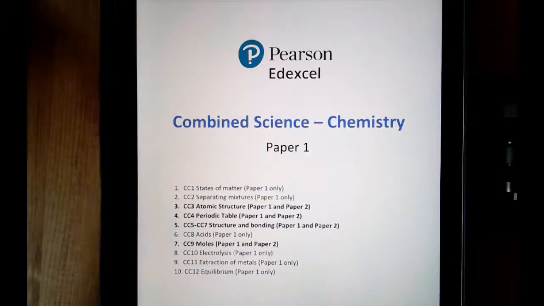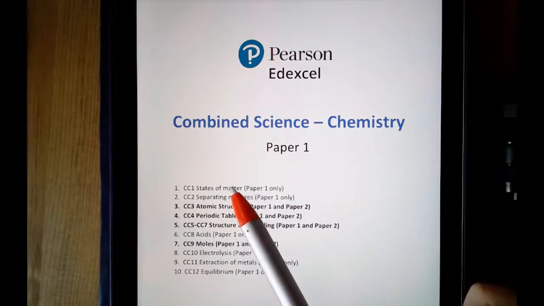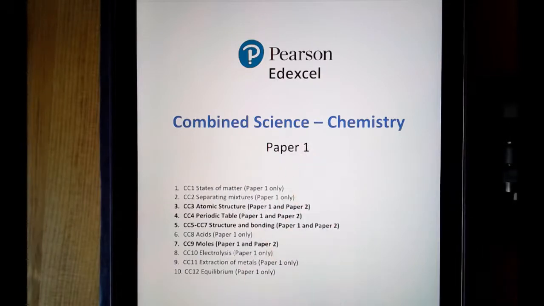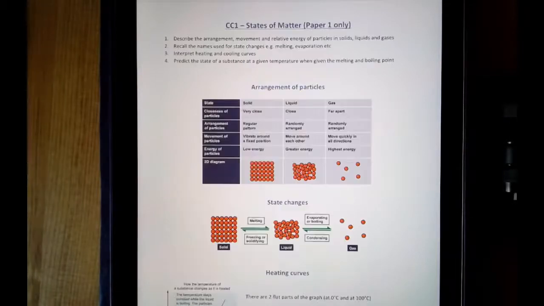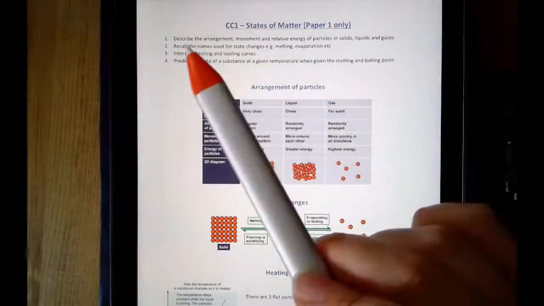In this video, we're going to look at CC1, states of matter, and the information for this topic can be found on page 2 of your Combined Science Chemistry Paper 1 guide. This topic only comes up on paper 1, and there's only 4 real things that you need to know. In this video, we're just going to focus on the top 2.